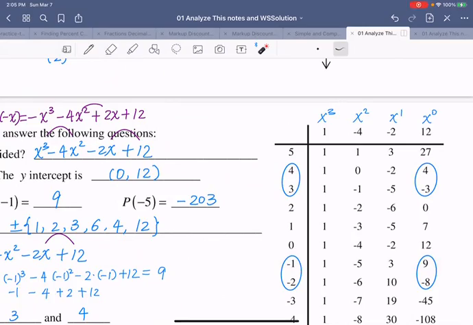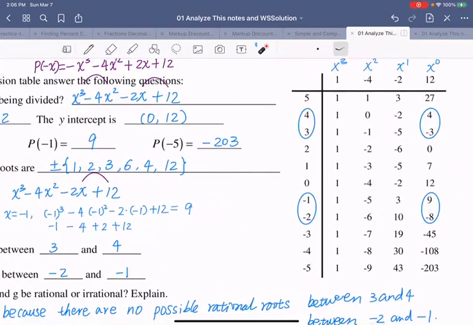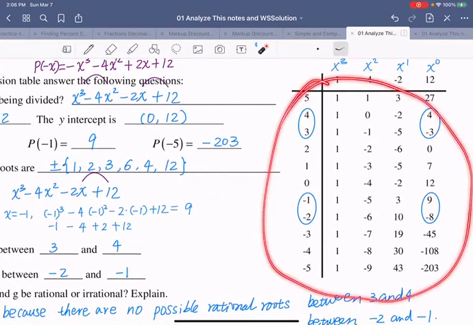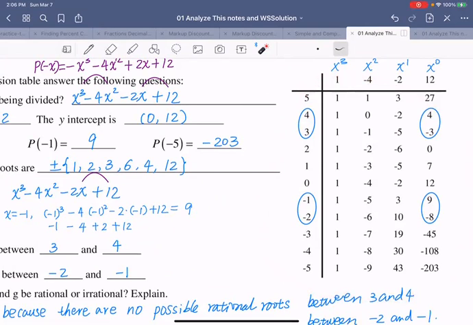And then P(-5). Based on what I teach you, P(-5) is who? -203. That's just the last number, okay? They already did the synthetic division. Whatever the last number is, that's just your P of -5. If you don't believe, you can plug -5 into here, all right? And you can plug in. It's going to be the same answer.